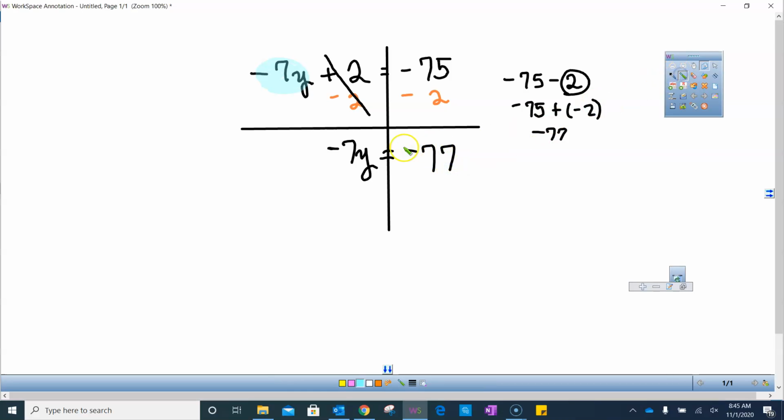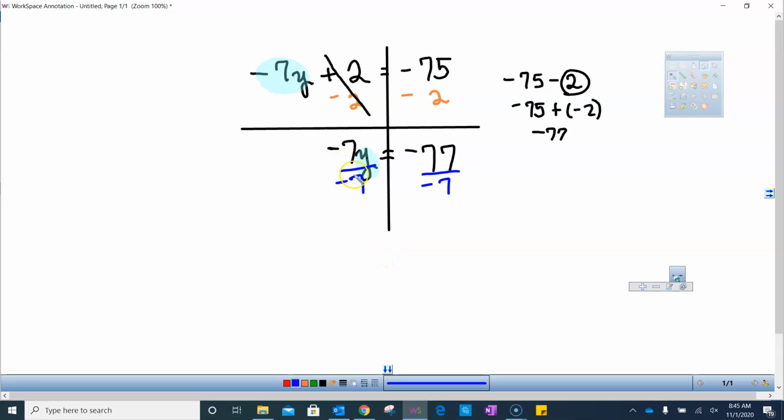Now I'm going to highlight my variable by itself, and I'm going to get rid of that negative 7. It's being multiplied to my variable, negative 7 times y. The opposite of multiplying by negative 7 is dividing. So I'm going to divide, and I'm going to divide on this side as well.